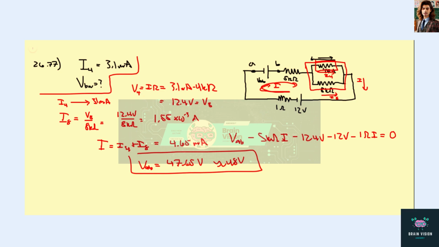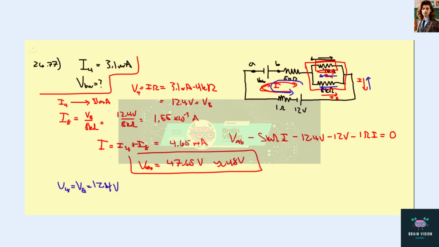Now, in blue, let's figure out if the current is going the other way. So we now have a counterclockwise current here. If the current's to the left, the voltage drop across the parallel combination of resistors is still 12.4 volts. So we still have V4 equals V8 equals 12.4 volts, but with the opposite orientation.